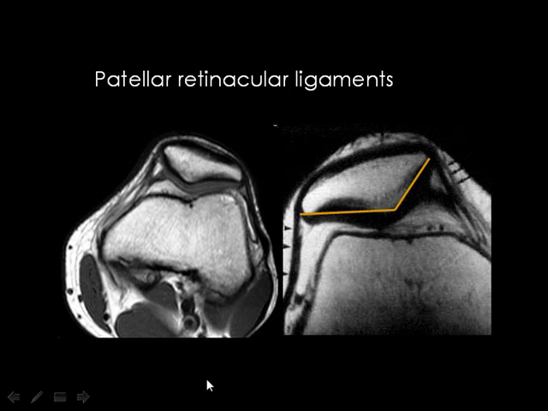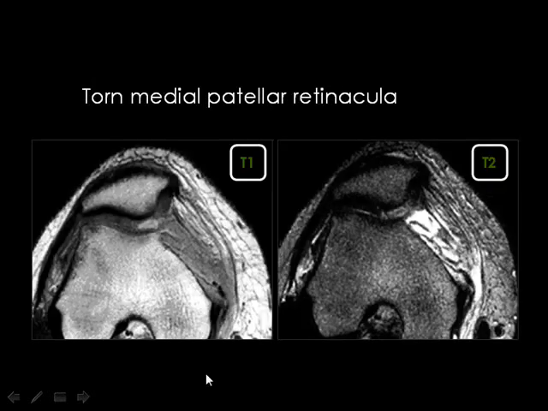Okay? Good. Then, this patient had a torn retinaculum. One of the retinacula is torn. And you can see one, and you cannot see the other one. Which is torn, the medial or the lateral?